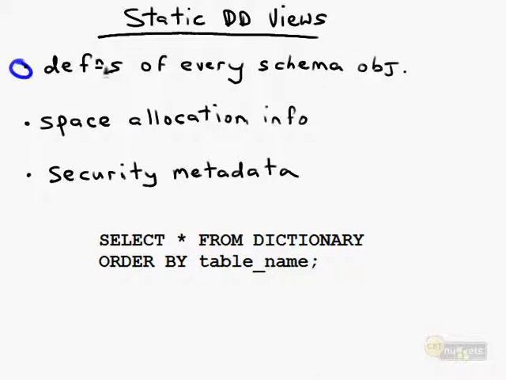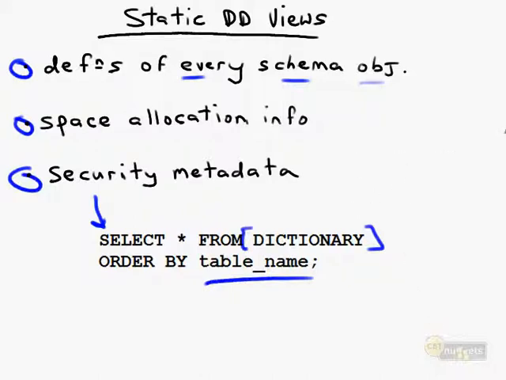They're going to define things like properties or metadata of every schema object in the database, space allocation info, security metadata. Remember when we learned how to create database users? All of that user metadata is stored in one or more static data dictionary views. Even the data dictionary itself is represented as a view called dictionary, and we can run this SQL statement. In fact, in our upcoming demo, we will run this statement to get a list of all tables across all of those prefixes.